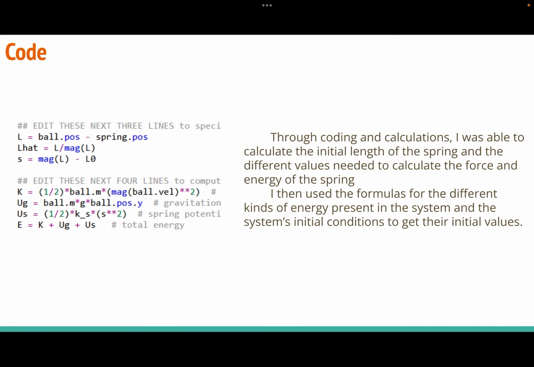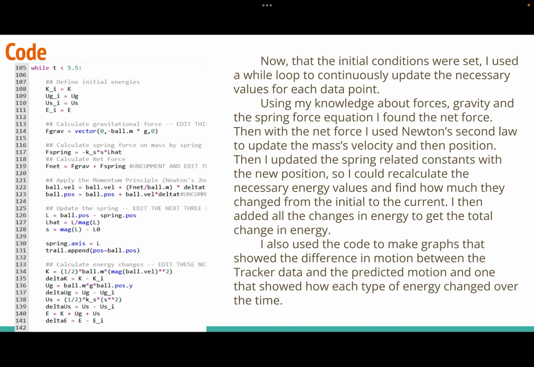Here's the first part of the code, and through coding and calculations, I was able to calculate the initial length of the spring and the different values needed to calculate the force and energy of the spring. I then used the formulas for the different kinds of energy present in the system and the system's initial conditions to get their initial values. Now that the initial conditions were set, I used a while loop to continuously update the necessary values for each data point. Using my knowledge about forces, gravity, and the spring force equation, I found the net force. Then, with the net force, I used Newton's second law to update the mass's velocity and then position.